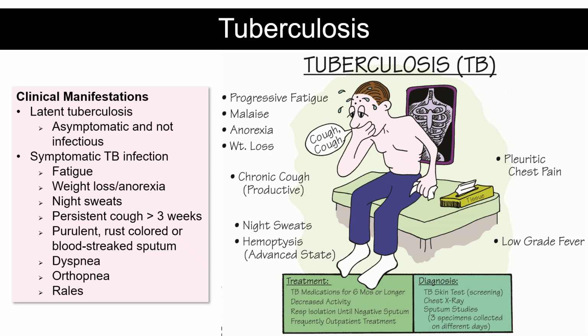So the sputum, that productive cough sputum, is purulent. It can be white, yellow, green, thick, can be rust colored, meaning that there's blood in it, or it could even be blood streaked. Patient will have shortness of breath, orthopnea, and rales if you auscultate the lungs.